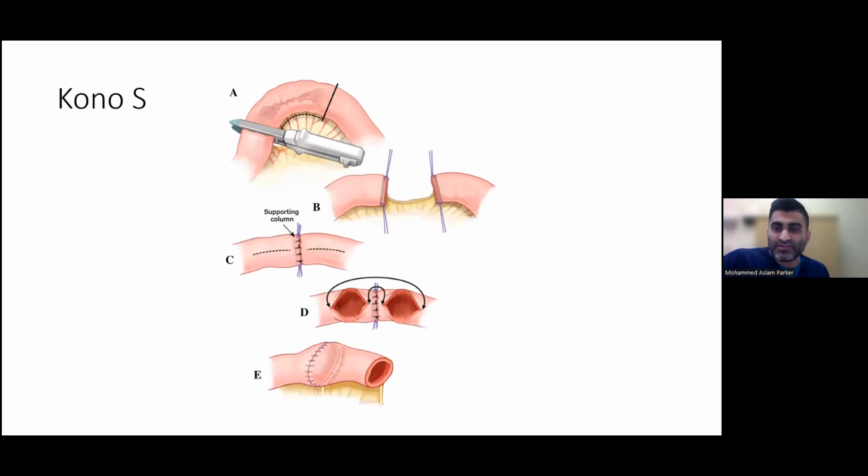And then in C, both stumps are sutured together to create a supporting column to maintain the diameter and dimensions of the anastomosis. Longitudinal enterotomies are made at the antimesenteric sides of the two segments of intestine, which one can see by these dotted lines. And then in D, the side-to-side antimesenteric anastomosis is then performed in a transverse fashion. In E, the supporting column is located between the anastomosis and the mesentery when the anastomosis is completed.